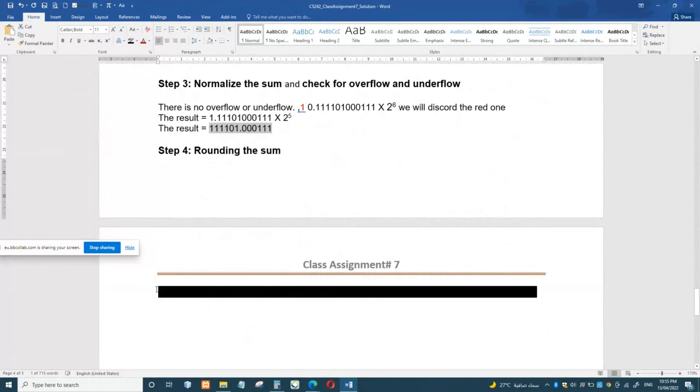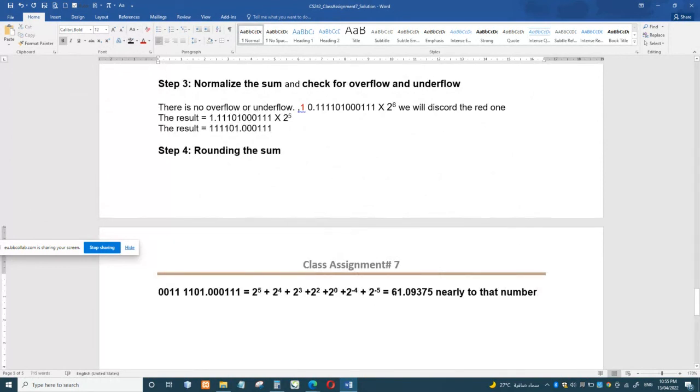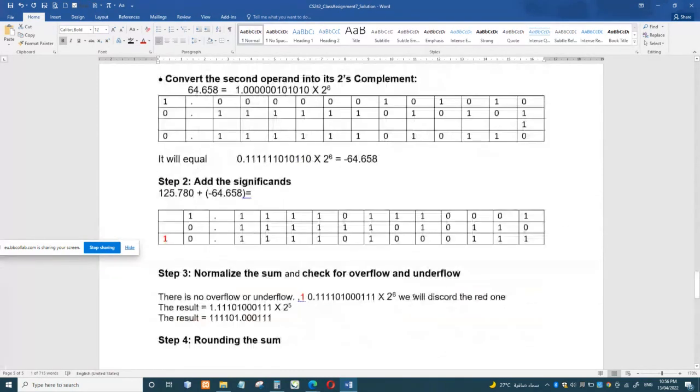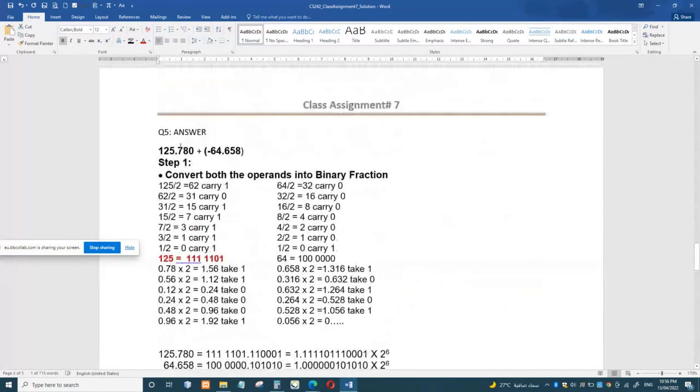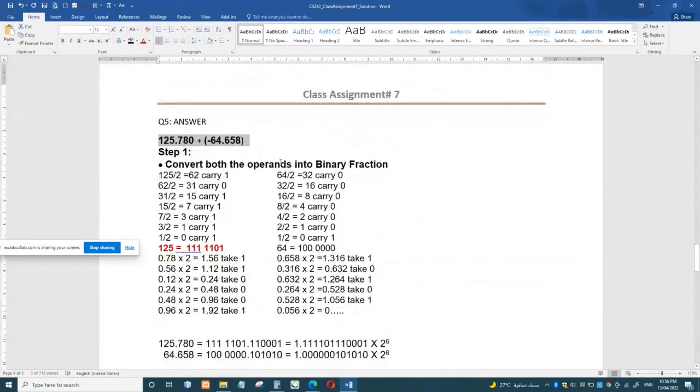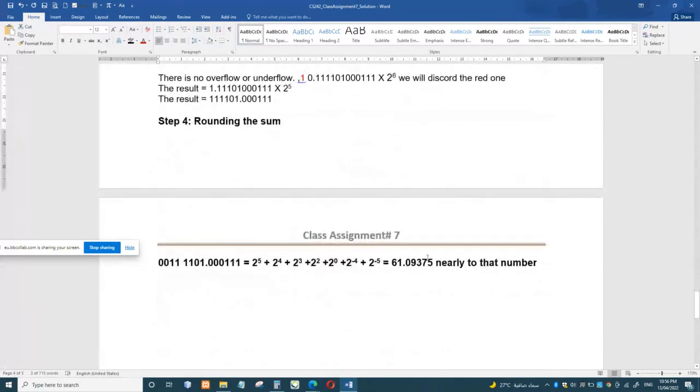And finally, that's our rounding of the sum. Basically, the result is this. If you convert this one to the corresponding decimal number, that's the result. And if you subtract these two numbers, you will get a result close to it. You may not get the exact result, but close to it. Any questions?